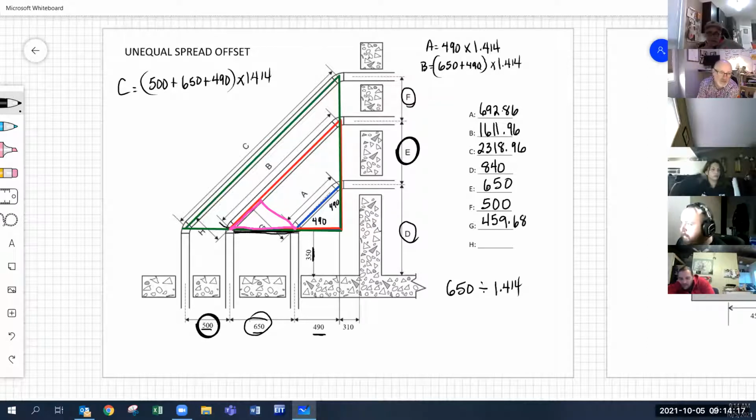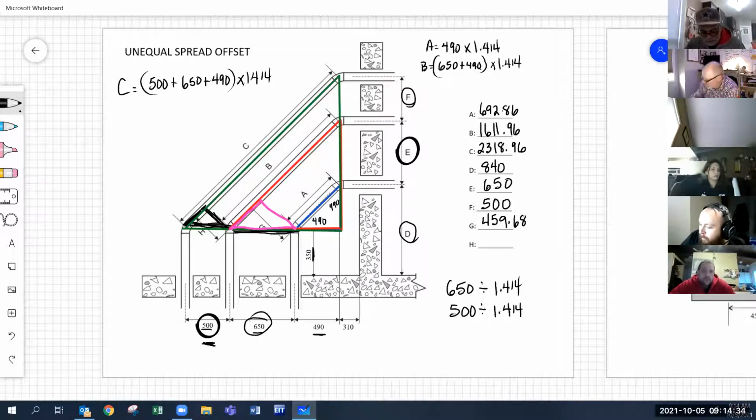And H, of course, here's my right angle triangle for H right in there. 500 is the travel. So I'll take 500 and divide it by 1.414 to get the spread across those two pipes. And H is 353.6.